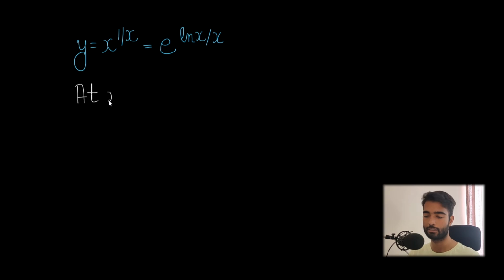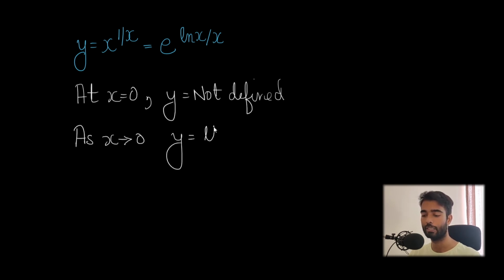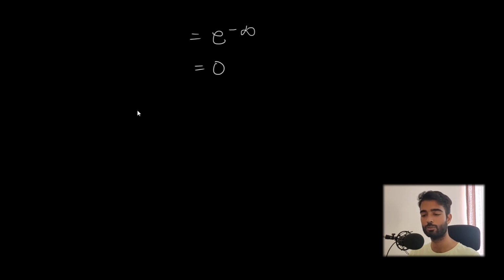To plot the graph, we will write the function as y equals x to the power 1 by x, which can also be written as e to the power ln x by x. At x equals 0, the function is not defined. So we use limit x tends to 0, e to the power ln x by x. And we see that it's of the form e to the power minus infinity by 0. So we get e to the power minus infinity, which is actually equal to 0.